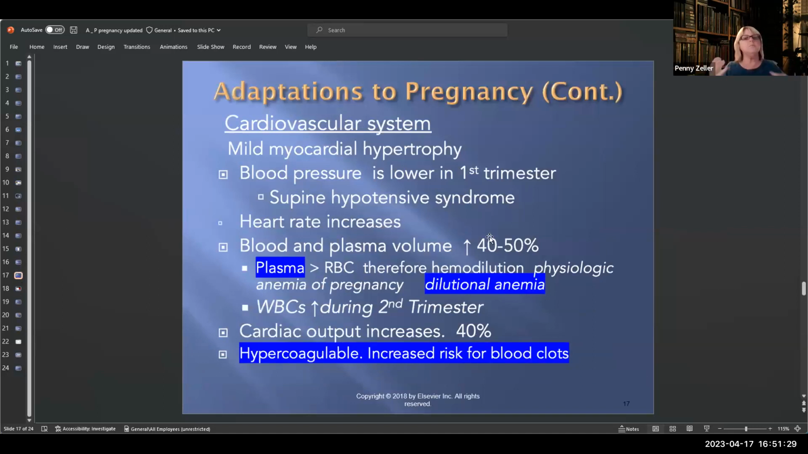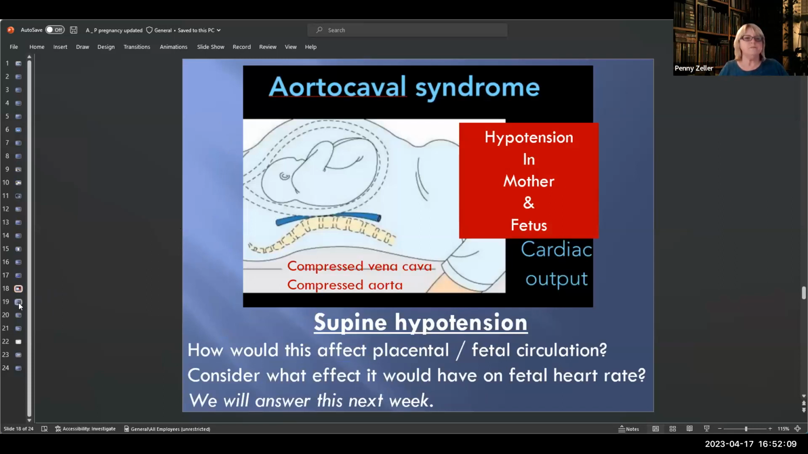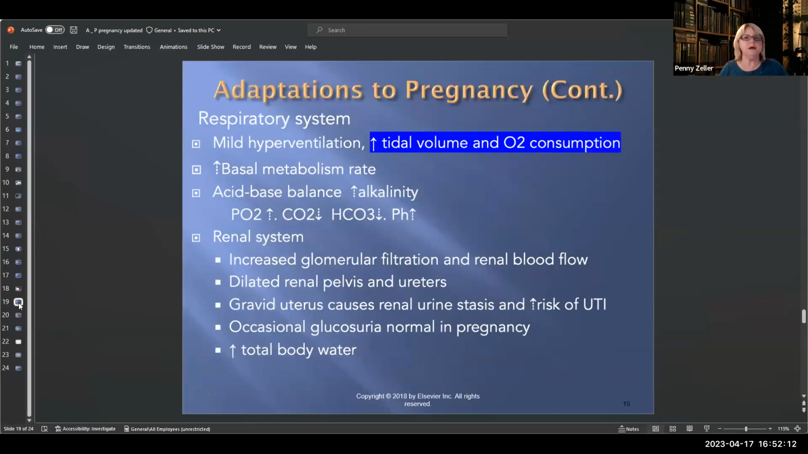So a larger heart, a lot more blood flow, the cardiac output almost doubles. So it's pumping a lot more blood. Okay. Also during pregnancy, the ability to coagulate is increased. It's because the coagulation factors in our blood are increased. The fibrinogen level is increased. So just know that she's at risk for blood clots during pregnancy. So there's your supine hypotension.